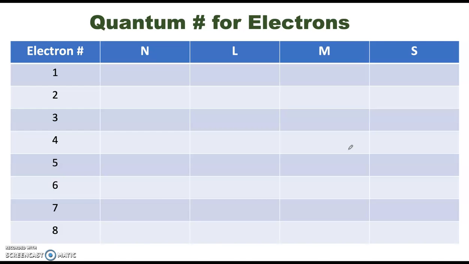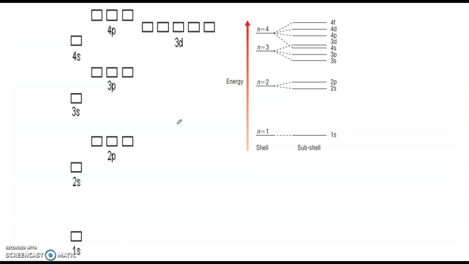So, the quantum numbers for electrons. You have this table in your notes. If we have our first electron, the very first electron that goes into an atom, we're going to go back to here now. I'm going to look at this. The first electron, where would I put it on here?